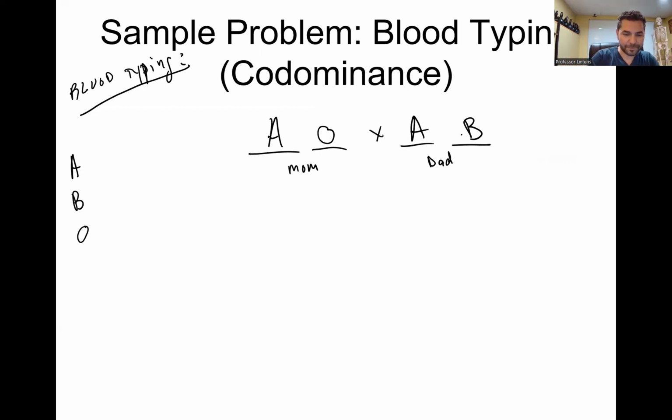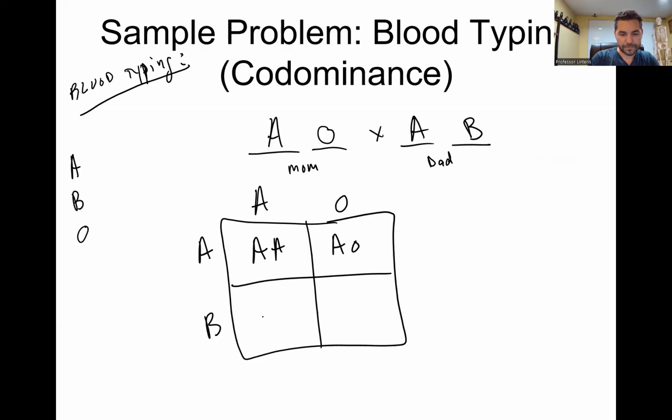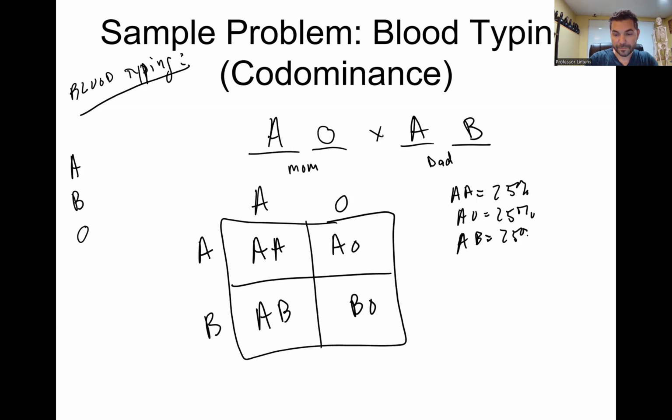So in this scenario, let's break it down. AO, AB. What are the genotypic frequencies? Right? 25% AA, 25% AO, 25% AB, 25% BO.